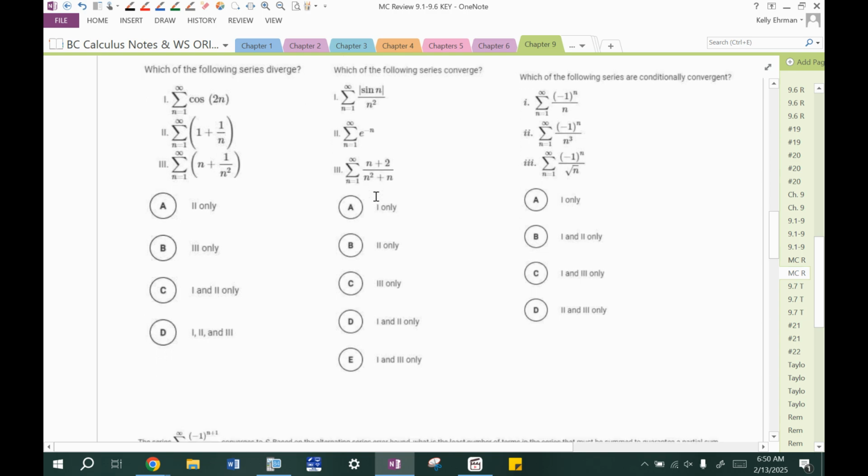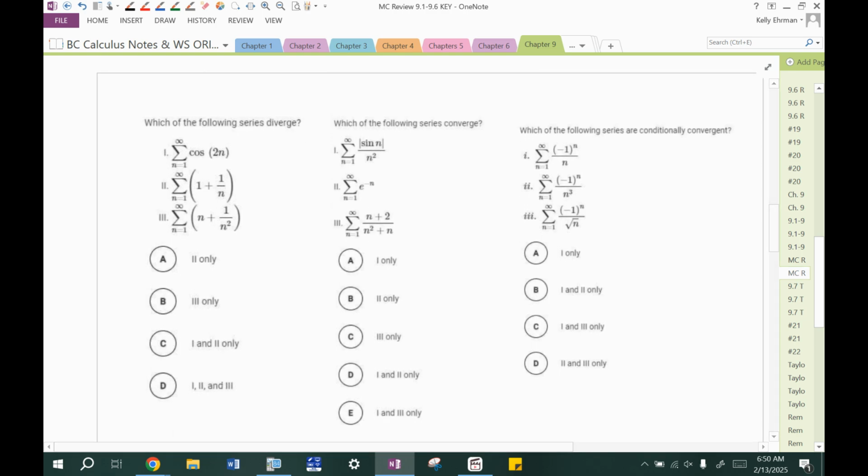Which of the following series diverge again? Same thing we just talked about. This limit is equal to plus or minus 1. So by nth term test.